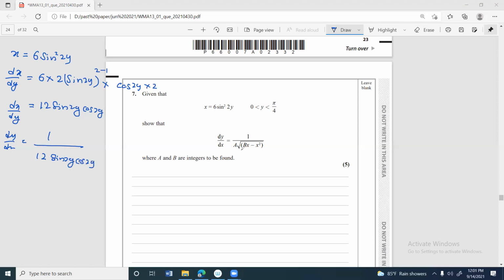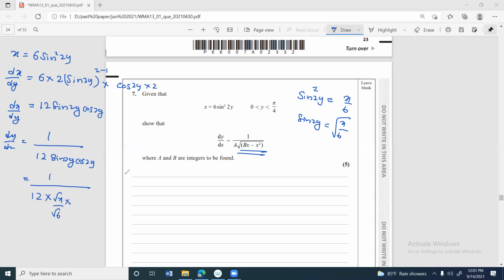Now you can see the answer is given in terms of x. So how can you do this? Instead of sine 2y, not a problem, straightforward. From this part, you can write sine squared 2y equals x over 6. Therefore, sine 2y equals the square root of x over 6. And instead of sine 2y, you can write square root of x over square root of 6.